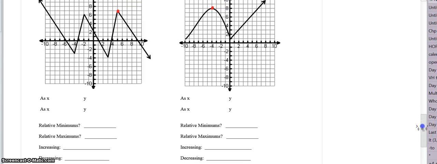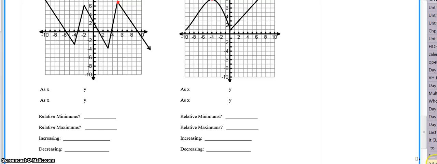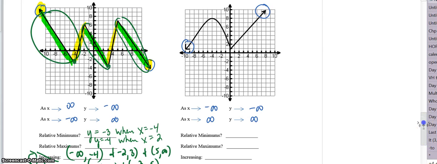Okay, so we already did what happens to the end behavior. So let's just talk about the relative mins and maxes. This one has a relative minimum right here. So the minimum would be 1 when x is 0. There's a relative maximum right here. So the maximum is at 8 when x is a negative 4. And then there are no absolutes because there's arrows on both ends.